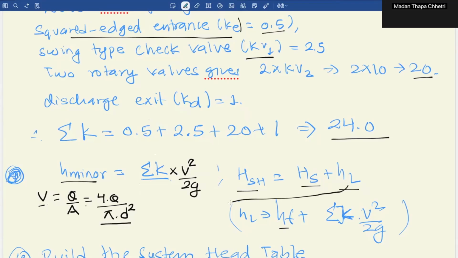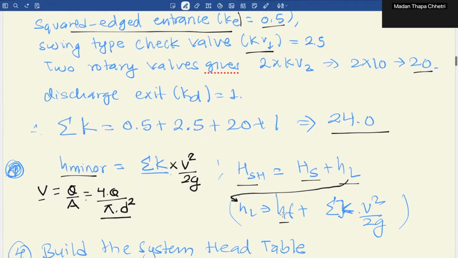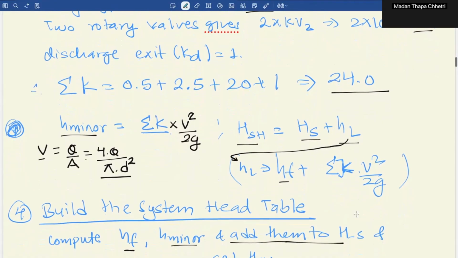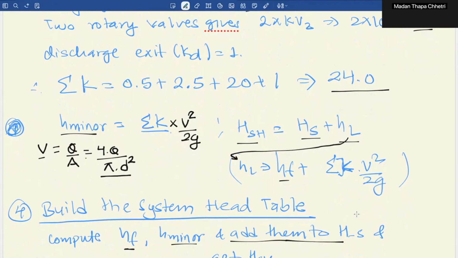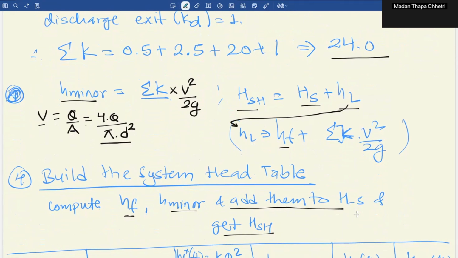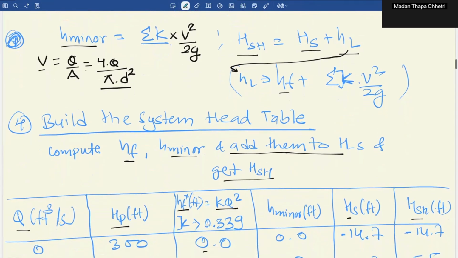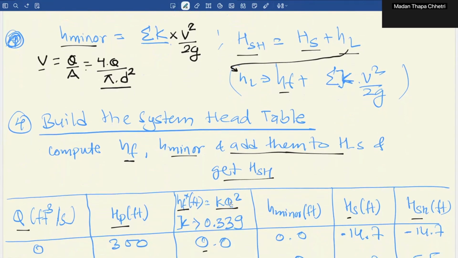So basically this HL is equal to frictional factor head loss plus minor head loss. So let us now build the system head table. Basically we will compute the HF using K times Q to the power 2, whereas we will also need to compute the H minor. So we will use this formula.